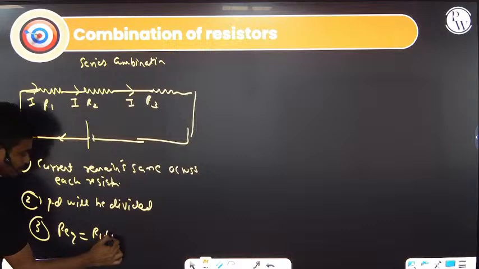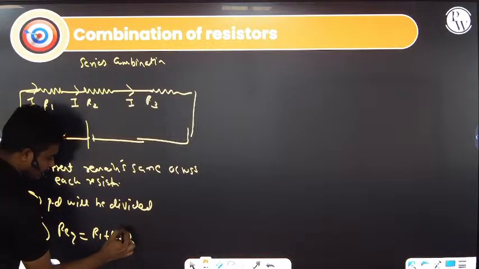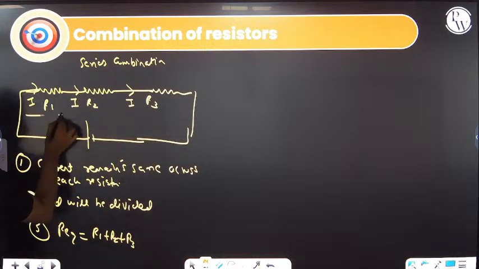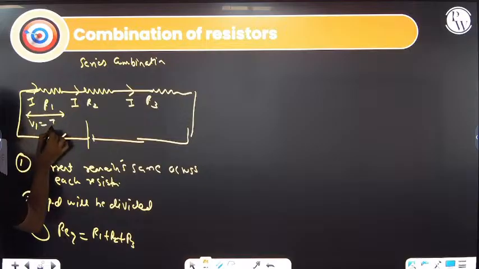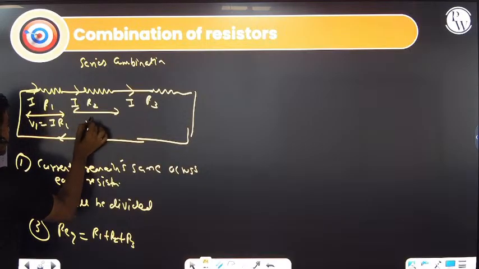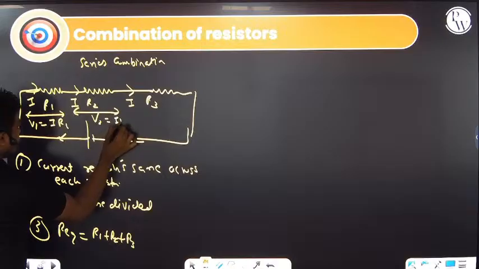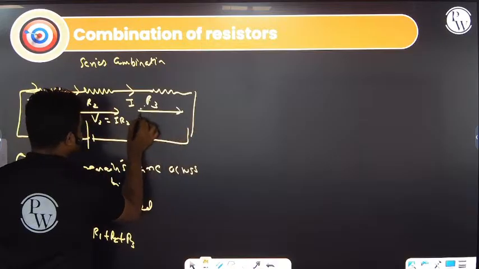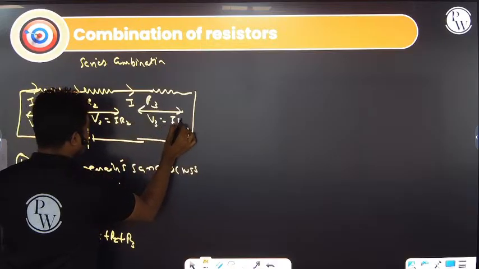The equivalent resistance will be R1 plus R2 plus R3. And if they ask what the potential difference is across R1, that is V1, which is I into R1. Across the resistor R2, the potential difference V2 is I into R2. And across R3, V3 is I into R3.